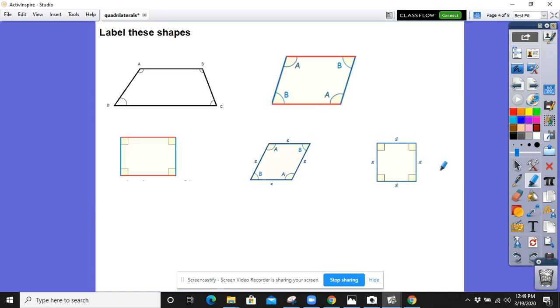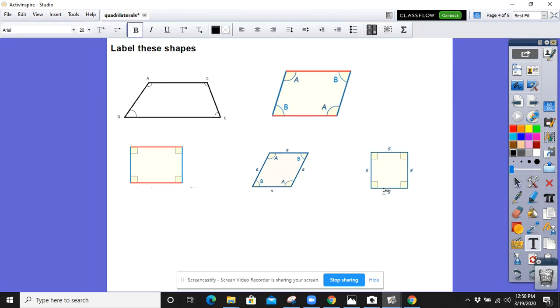Okay, so what I would like for you to do right now is look at these shapes and try to label all of the shapes that you think they are. For example, we're going to start right here. If you said, okay, I know that's a square, well, if that is a square, then it's also something else. It's also something else. I'll give you a little bit of direction, a little bit of a hint.